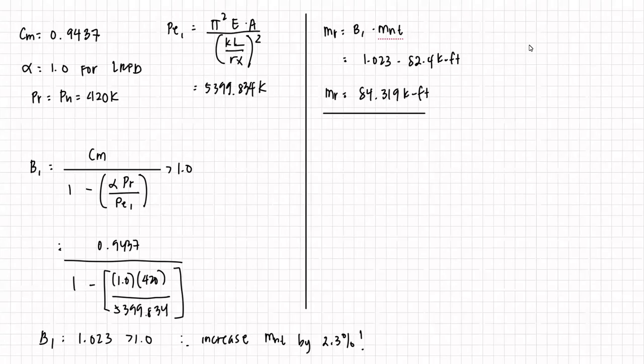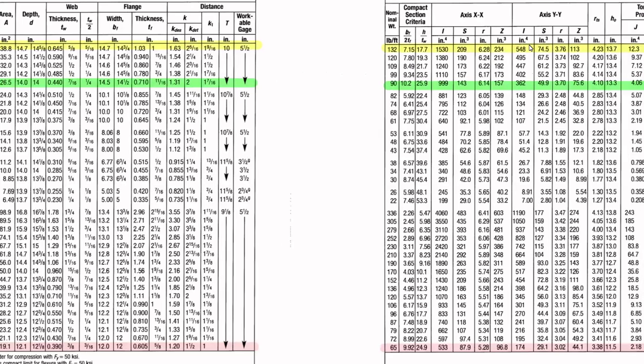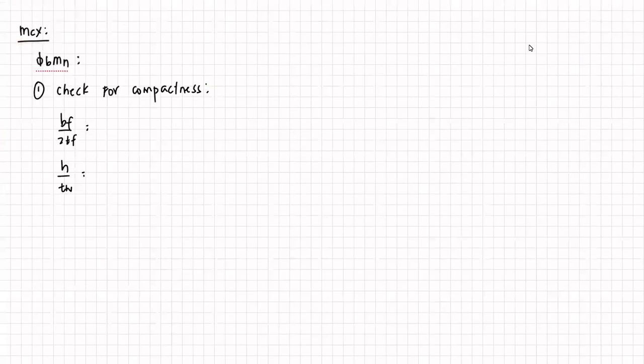Siguro, bagong sheet natin. Okay? For MCX, we need yung phi Mn natin. In calculating for phi Mn, number one is to check for compactness. So, bf over 2tf, saka yung h over tw. So, looking at the table, we have 9.92 tsaka 24.9.